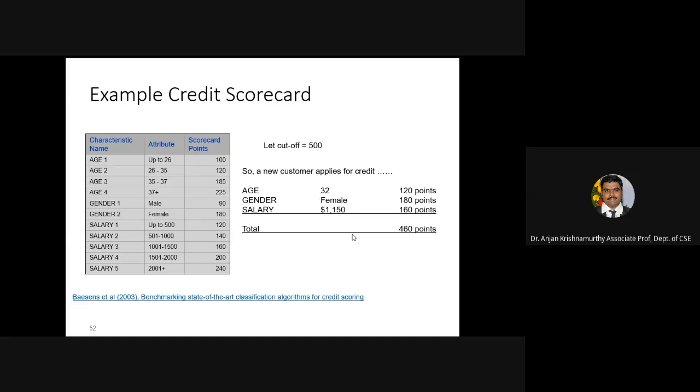So her age is 32, gender is female. The salary she gets is $1,150. Now for every case, there is a score point attached to it. For example, on the left hand side of the table, there are categories of age, right? This lady comes under the second category where she earns 120 points for her age. Then for the gender, she earns another 180 points. Then for the salary, whatever bracket of salary she comes in, she earns another 160 points for it. So the total points she gets is 460 points for the facts of that particular person, right? Since she has got 460 points, she will not be offered any kind of credit.